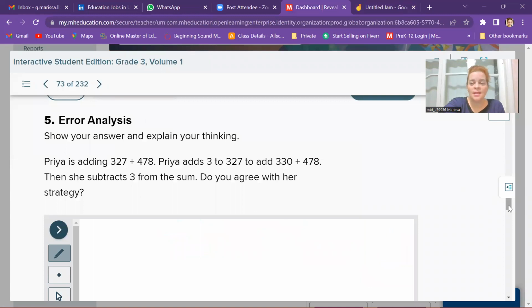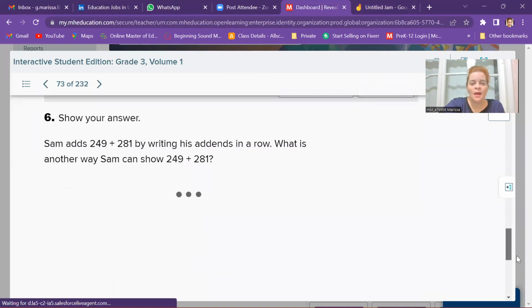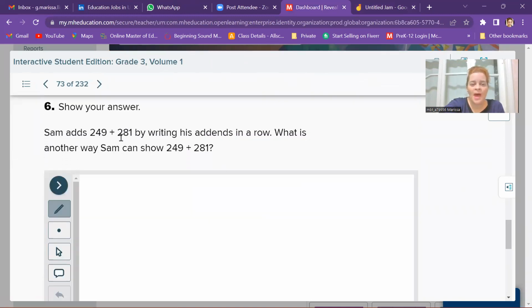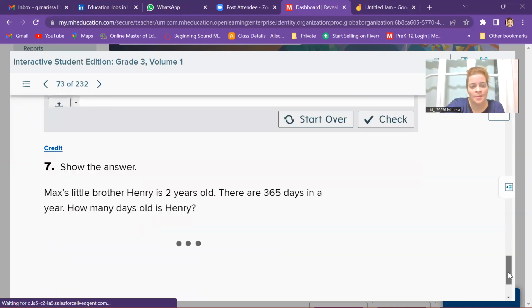So boys and girls, it says on your own, you did this one. Now it has to show this. Sam adds 249 plus 281 by writing his add-ins in a row. Okay, what is another way we can show you? So if they've done the add-in thing or they've done the place value addition, you're going to have to show how we adjust here. Okay, 7.